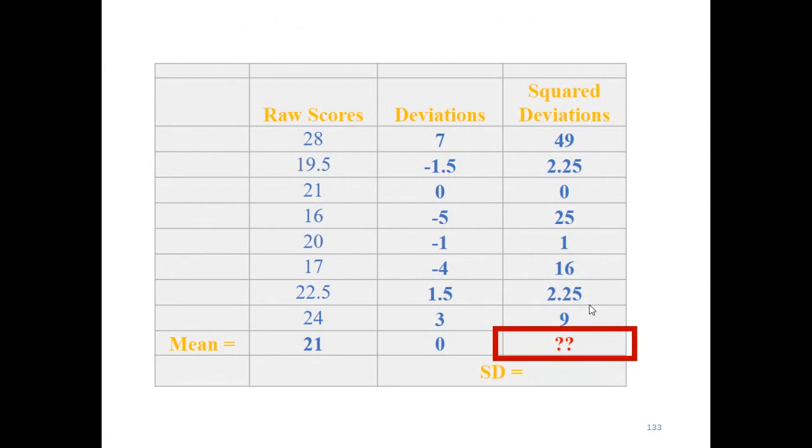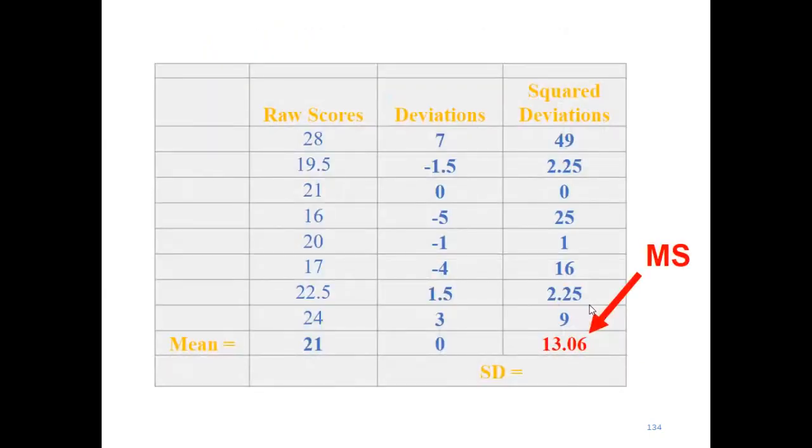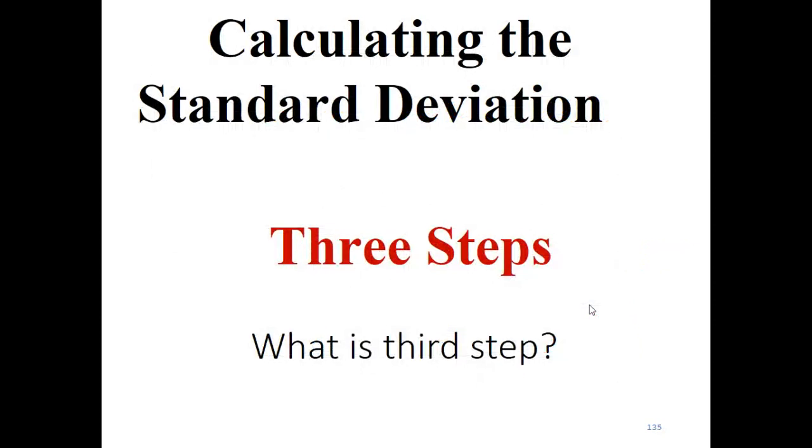Okay, I assume that you have calculated the average of the squared deviations, and the answer is 13.06. We call that the mean square, or the MS, or, what's the other name for that? That's the variance. And remember, you've got to know that name, so learn that. Okay, so now we're ready for the third step. What's the third step in calculating the standard deviation?